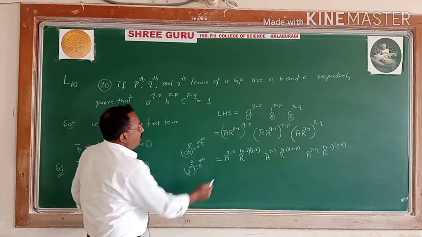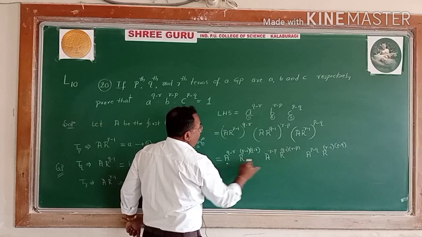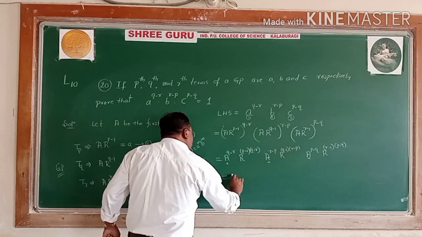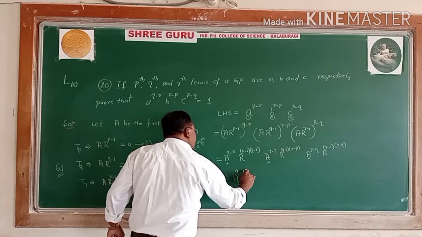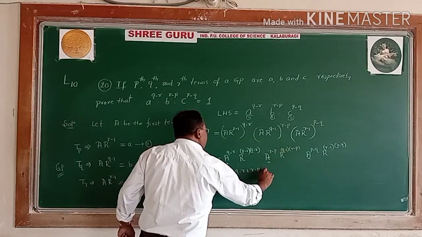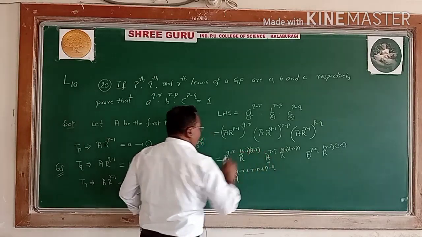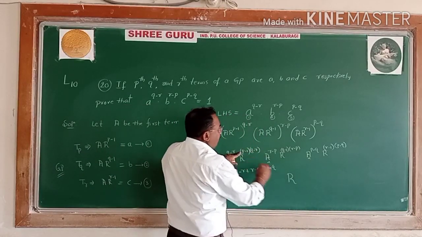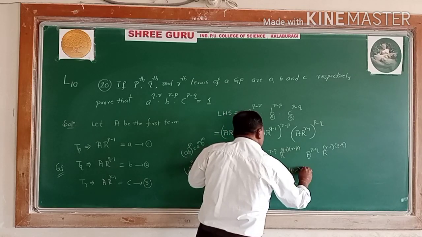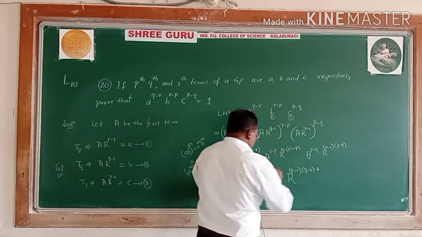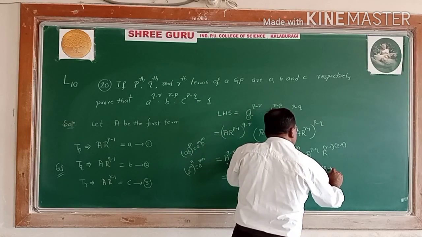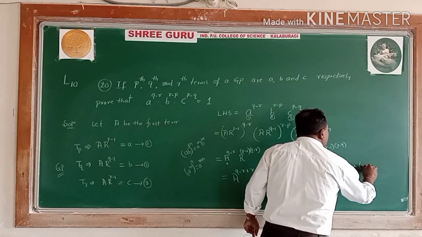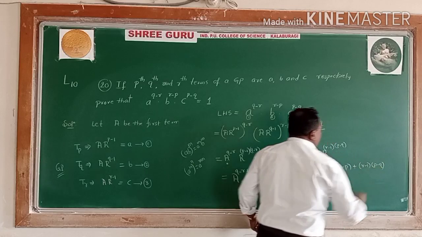In the product, taking the same base, A separate. A power q minus r. Bases are same, powers should be added. For R, the bases are same, powers should be added: p minus 1 into q minus r plus q minus 1 into r minus p plus r minus 1 into p minus q.